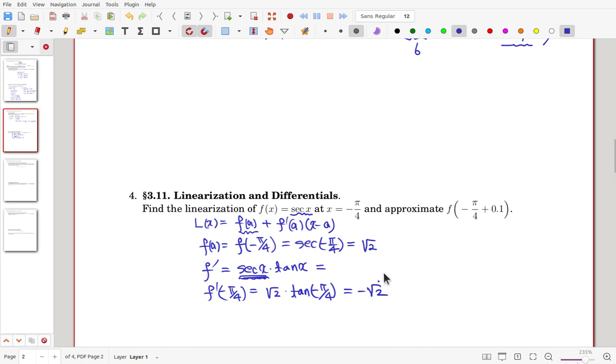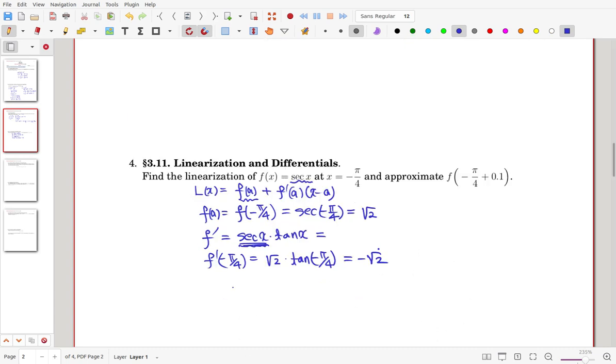Now, okay, we got every value here. So L of x is the same as f at minus pi over 4, which is square root of 2, plus f prime at a, which is minus square root of 2, times x minus a, so x plus pi over 4. Okay, that is the linearization.